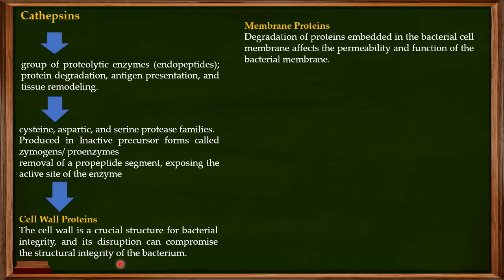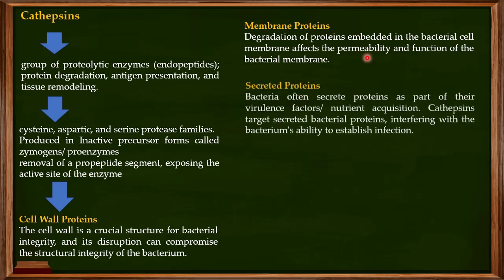Another important target is the membrane proteins. So the cathepsins are also responsible for the degradation of the proteins that are embedded in the bacterial cell membranes. And when they are degraded, that badly affects the permeability and functions of the bacterial membranes. And you all know, when the membranes are disrupted, the semi-permeable nature of these membranes is gone. So things enter into the cell which normally are not allowed to enter. Therefore, it negatively affects the bacterial cell when the membrane structural integrity is compromised.